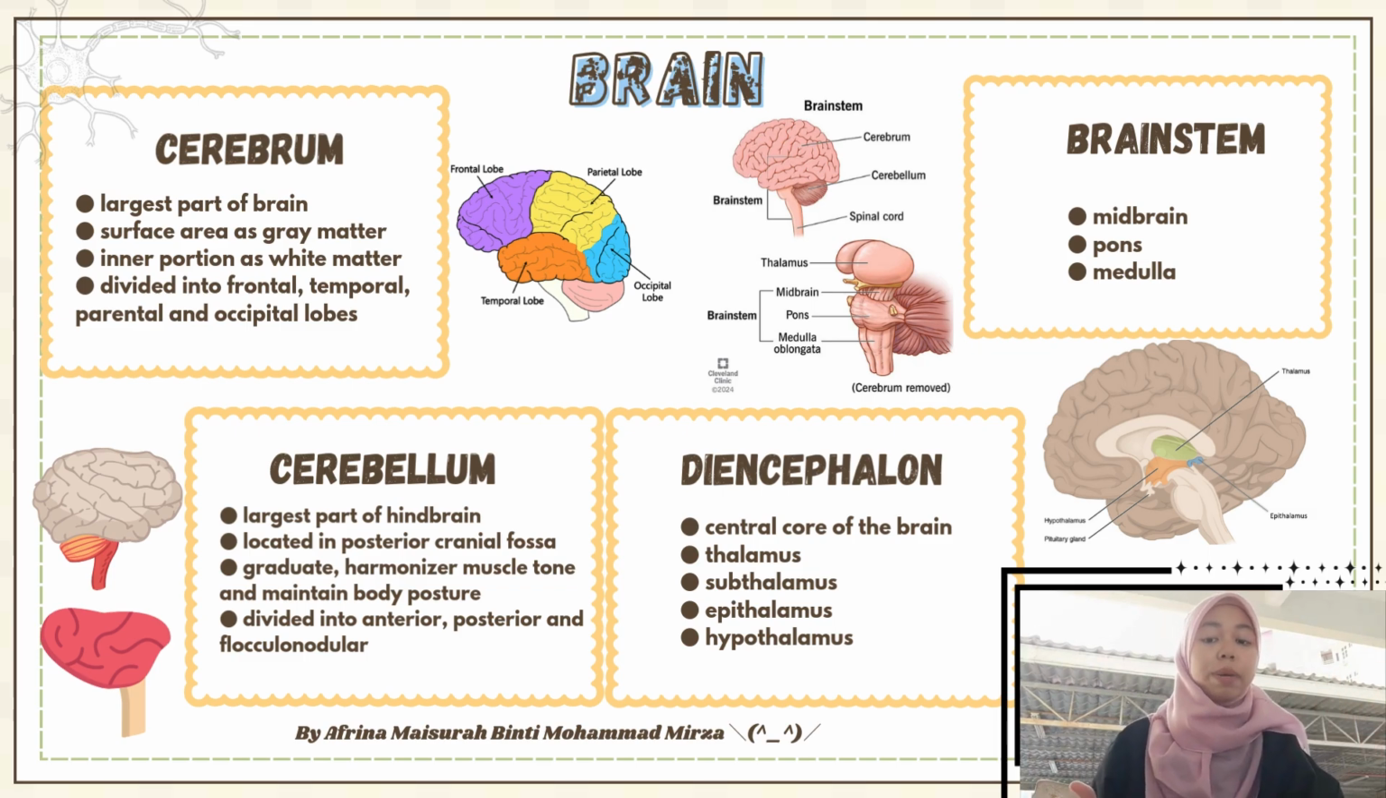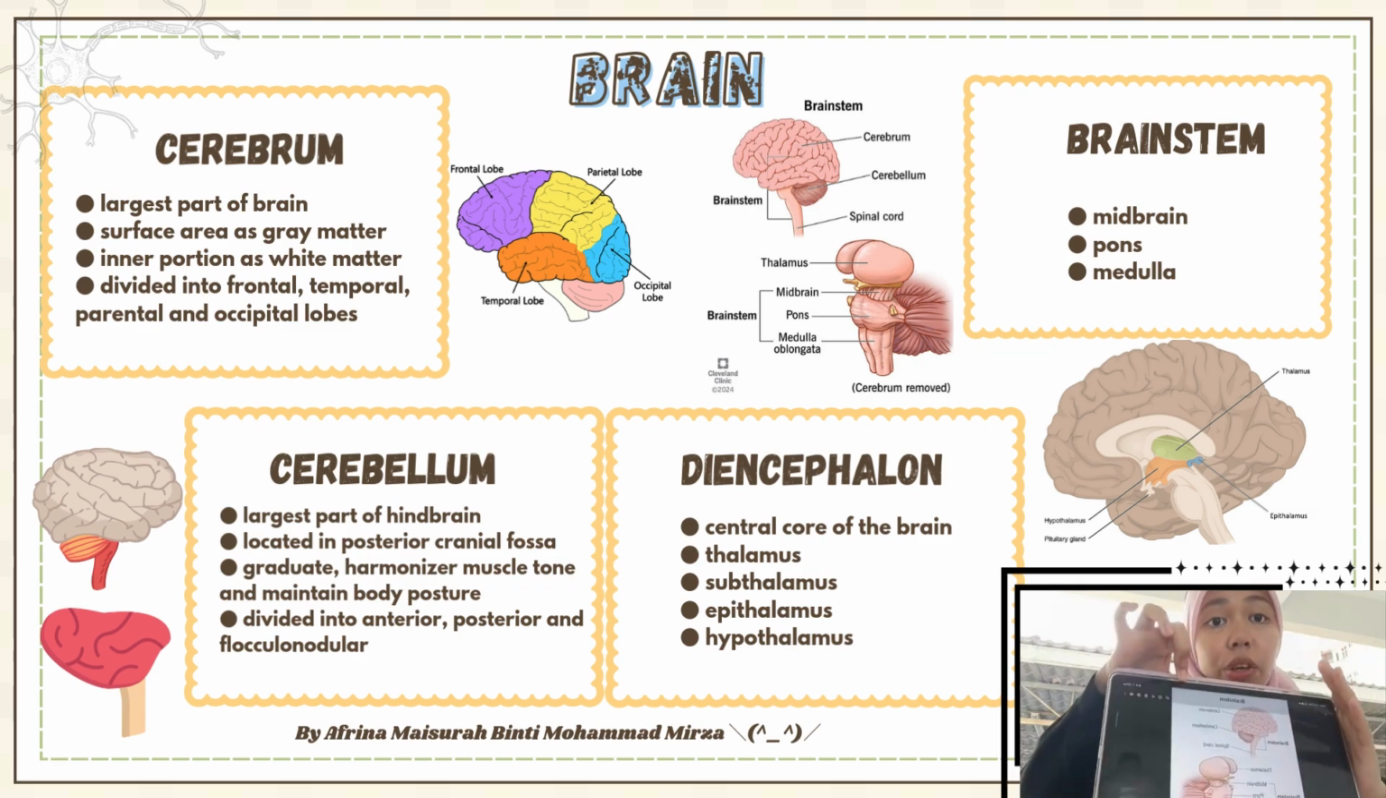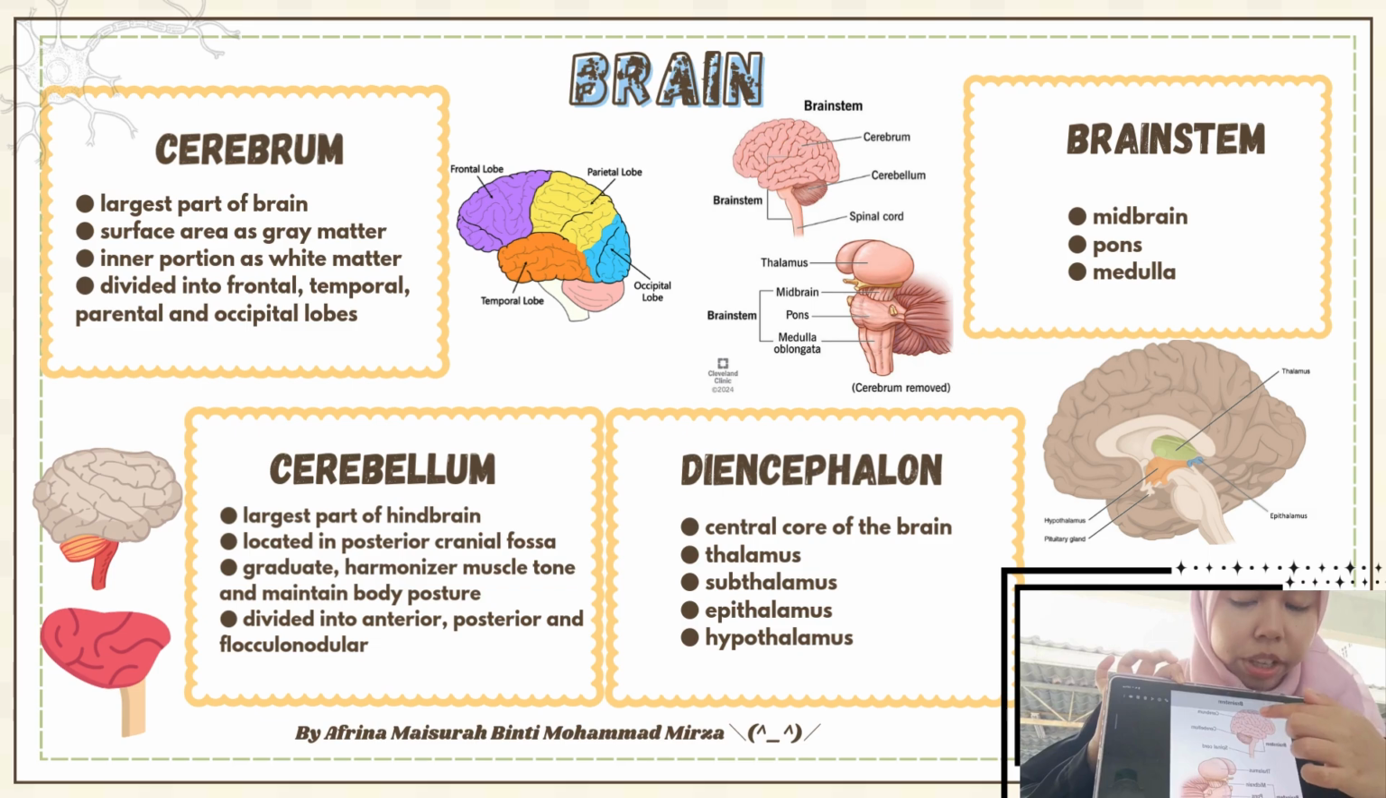The function of the cerebellum is to harmonize muscle tone, coordinate movement and also maintain our normal body posture. The third major part of the brain is the brainstem. Based on this picture, this is the brainstem, from this to this.